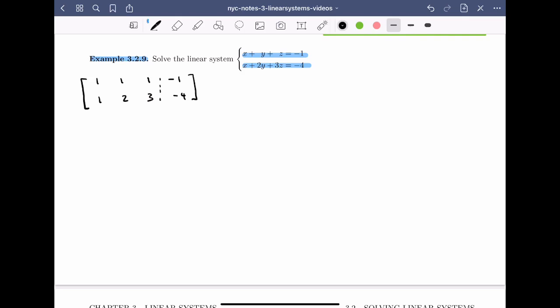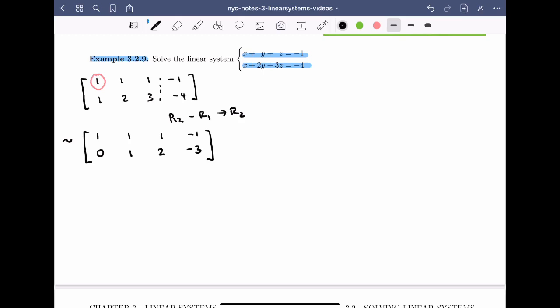I already have a 1 in the top left position, so I'll use that 1 to clear below using the elementary row operation. Row 2 minus row 1 becomes the new row 2. When I do this, the first row stays the same. And the second row, I have 1 minus 1, which is 0, 2 minus 1, which is 1, 3 minus 1, which is 2, and minus 4 minus minus 1, which is minus 3. The matrix at this stage is in echelon form.